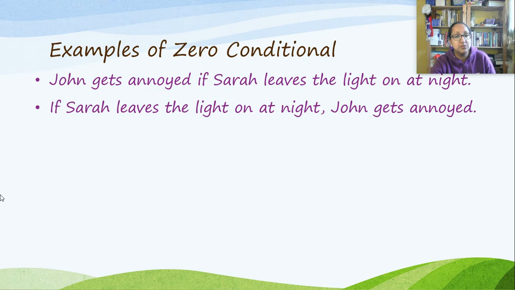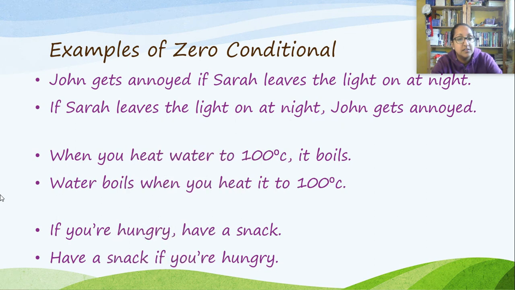Let's look at some examples. John gets annoyed if Sarah leaves the light on at night. If Sarah leaves the light on at night, John gets annoyed. Again, the comma is after the if clause if it comes before the main clause. Some more examples. When you heat water to 100 degrees Celsius, it boils, or water boils when you heat it to 100 degrees Celsius. If you're hungry, have a snack. Have a snack if you're hungry.